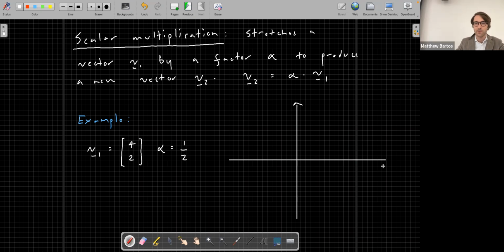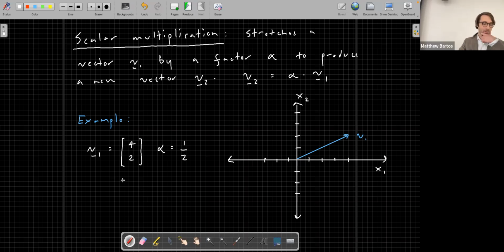Okay, so we have a 2-coordinate system. Let's call this x coordinate x1, y coordinate x2. Let's add some tick marks: 1, 2, 3, 4, 1, 2, 3, 4, 1, 2, 3, 1, 2, 3. And we have some vector v1, which is at (4, 2). So we go 4 over to the right and 2 up. And that's how we can represent our vector v1.